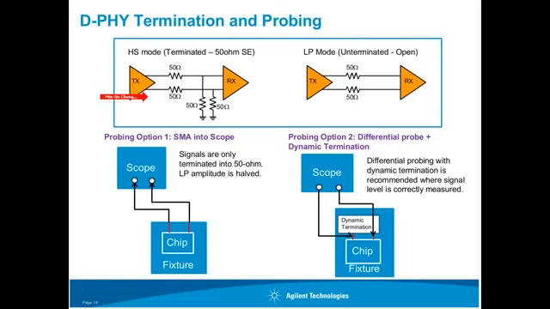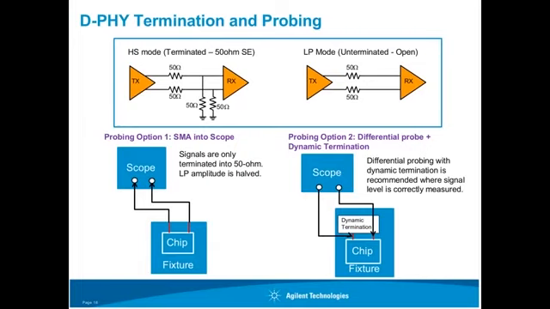So given these termination configurations, the first probing option is to terminate the high-speed and low-speed signals into the scope. The only downside to this option is the LP amplitude is reduced by half because LP should be unterminated. So once you terminate that signal into a 50 ohm to ground, you will basically halve the amplitude. That is one possible probing option.